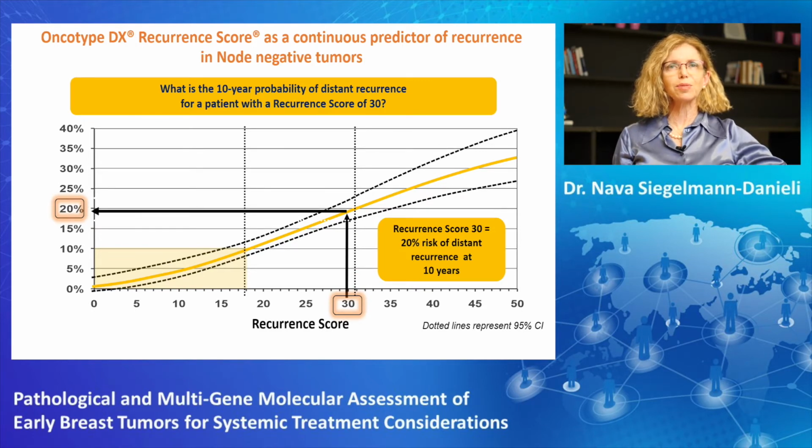And these data are from the NSABP B14, which gave the patients tamoxifen alone. And here we see the 10-year distant metastasis for patients who used 5 years of tamoxifen. And you can see the low risk, the intermediate risk, and the high risk. And you can also ask, if a patient had a score of 30, what's the chance of cancer coming back distantly in the next 10 years?